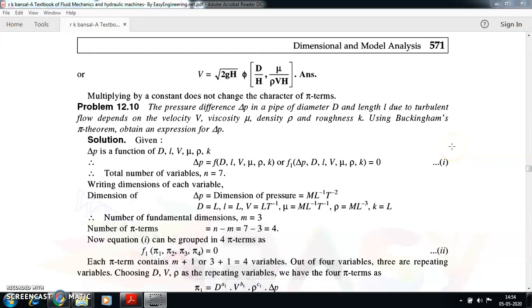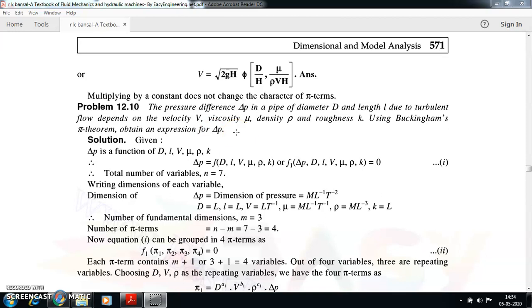Hi students, we will solve one of the numericals on the Buckingham-Pi theorem, using the Buckingham-Pi theorem. We are going to solve problem 12.10. If you see the question, the pressure difference delta P in a pipe of diameter d and length L due to turbulent flow depends on velocity v, viscosity mu, density rho and roughness k. Using Buckingham's pi theorem, you need to find the expression for delta P.